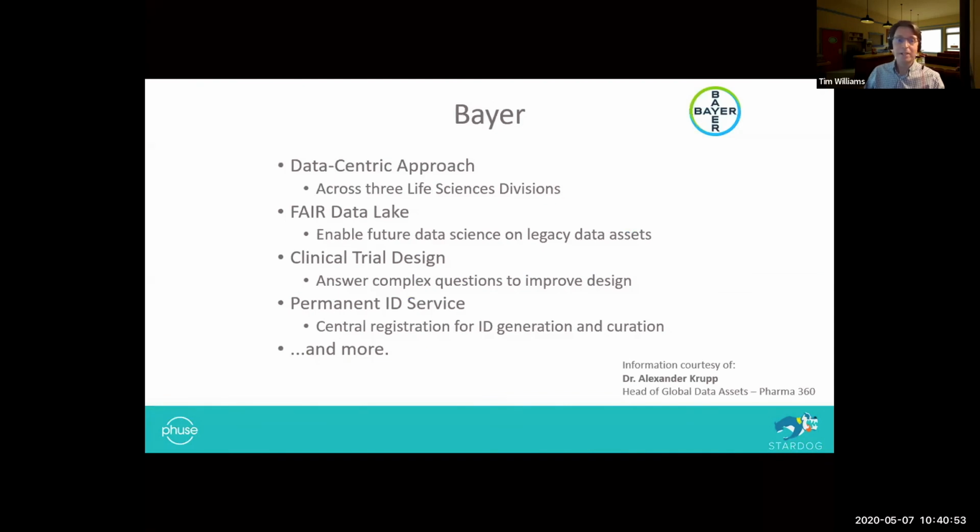Initiatives at Bayer include adopting a data-centric approach to enable data reuse across 3 life sciences divisions, developing a FAIR data lake for legacy data, improving clinical trial design with linked data, and developing a permanent ID service, which is very important, and much more.